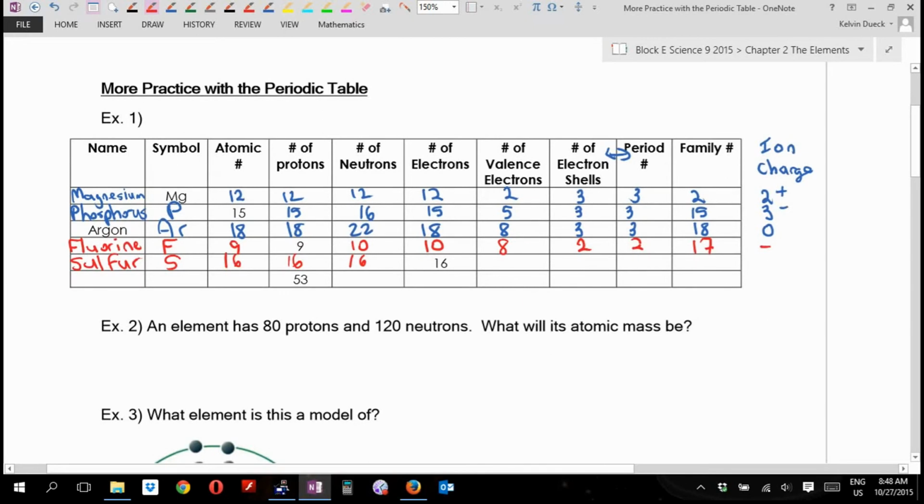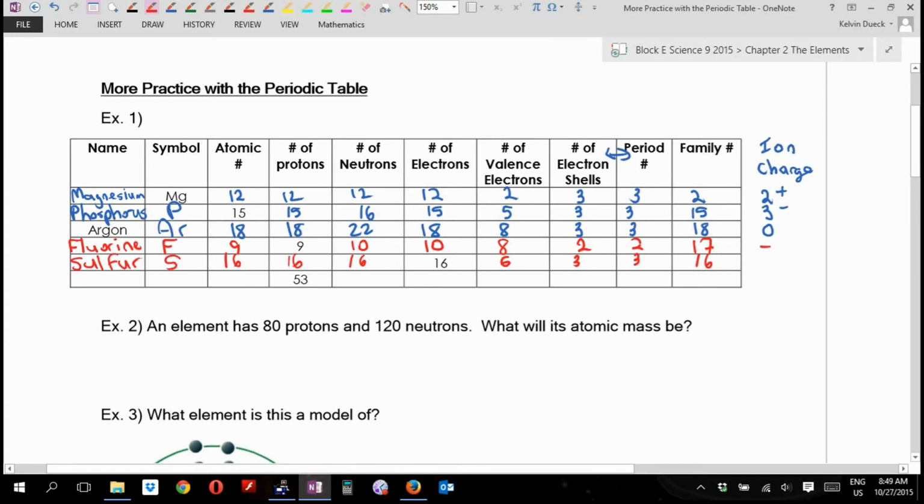Hey, what if you got 53 protons? Oh, and hey, we haven't finished yet. Sorry. Number of valence electrons in sulfur. It's neutral. 1, 2, 3, 6? Is that right? Yeah. How many electron shells? 3. Means it's in the third period, and it's in family number 16.